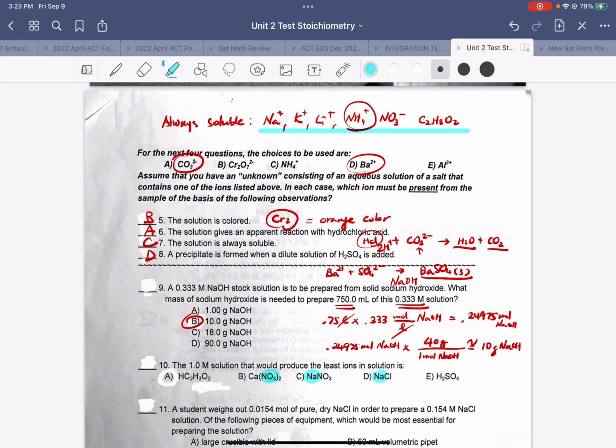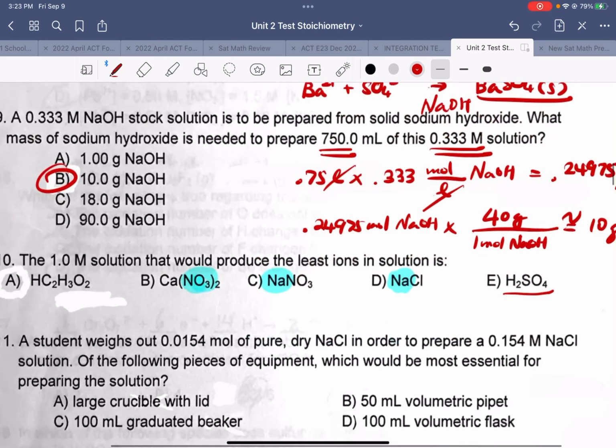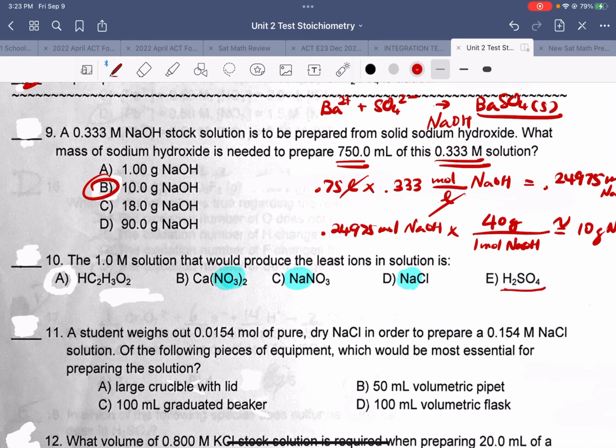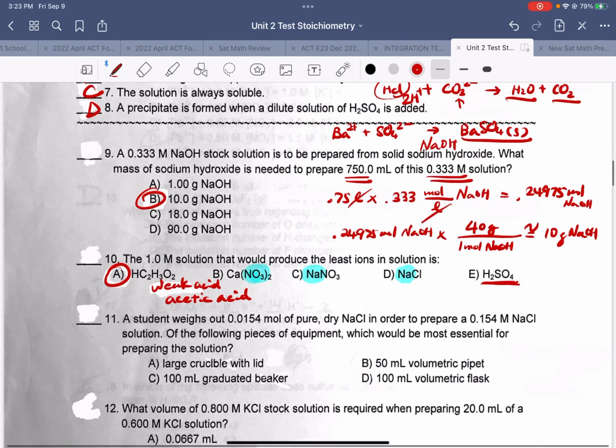And then this one, H2SO4, is a very strong acid, which is very soluble, okay? Strong acid, so it ionizes almost 100%. So then this one, acetic acid, is a very weak acid. Acetic acid is a very weak acid, so it's not much ionized, okay?